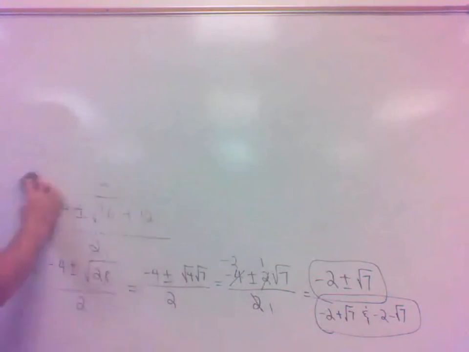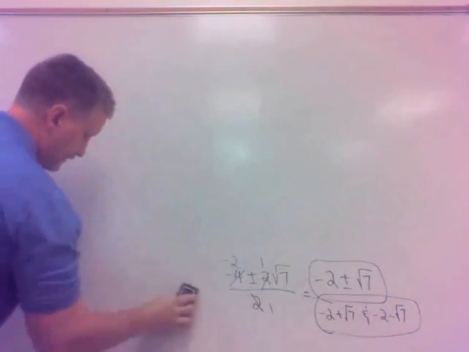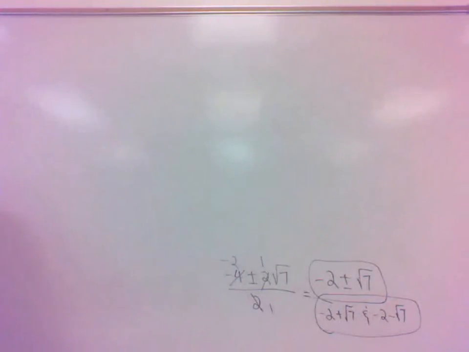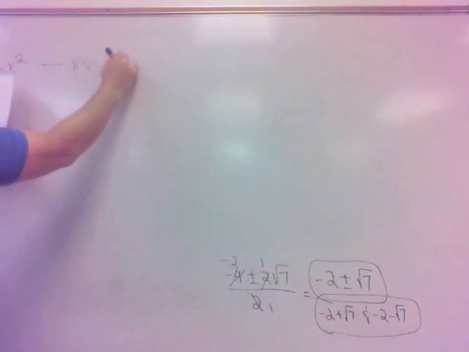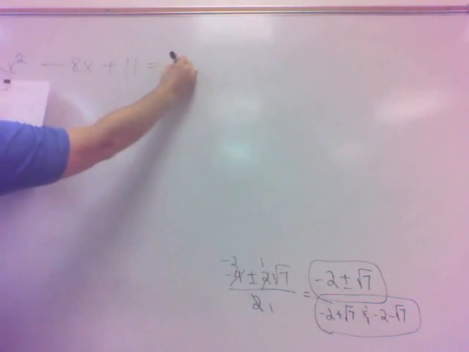Here is another. How about 2x squared minus 8x plus 11 equals 6.